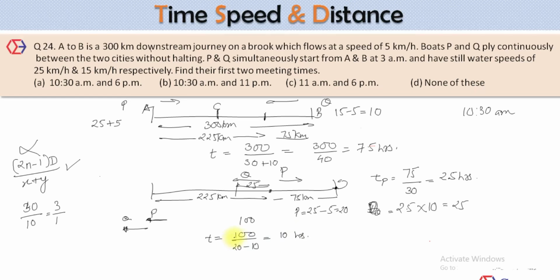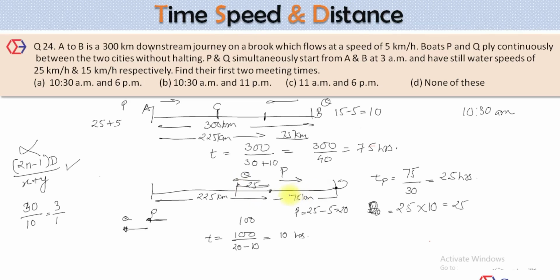So can we add 10 hours here? Will that be wrong or right? You tell me. Because in these 10 hours, q will cover how much distance? 10 into 2.5, that is 25 more. And p will cover how much? These 25 and these 75.